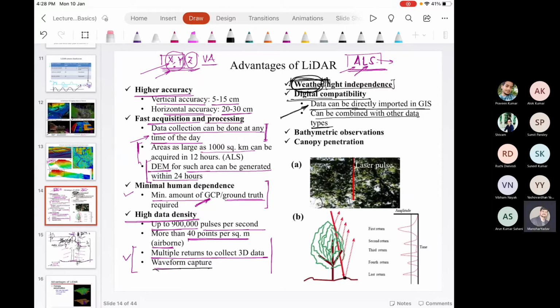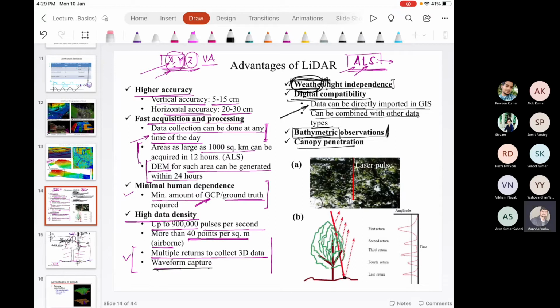Okay. Next, we have bathymetric observations. Bathymetric observations means underwater study; underwater surface generation up to a certain depth can be done using LiDAR. That can't be performed using image-based operation, and we'll see it. Bathymetric means it is related to water-related study.